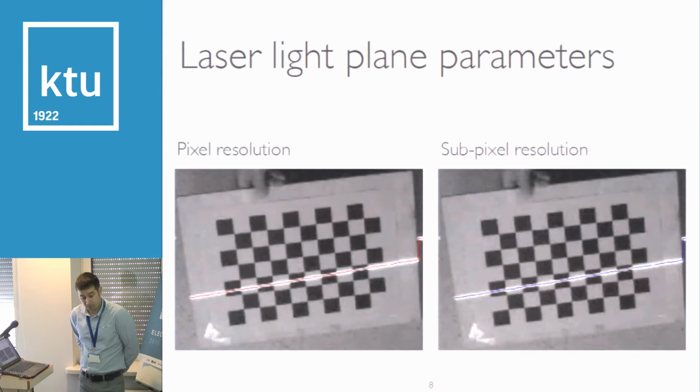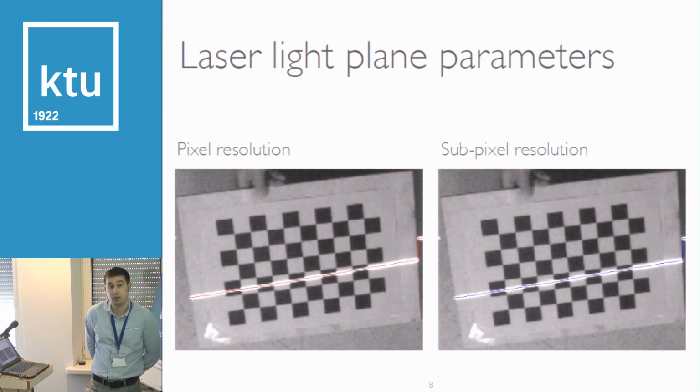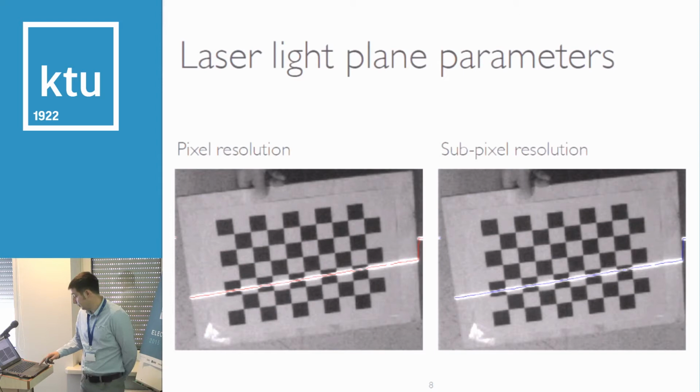In order to see how the laser line detection method, or the resolution of the laser line detection method, influences the end results, we have found these laser lines with two methods. First, with pixel resolution method from the chessboard, and also with a subpixel resolution. For the pixel resolution method, we used Gaussian distribution convolution, and also for the subpixel resolution, we used also the Gaussian convolution, but we improved it with a parabola, finding the more accurate location of the convolution top. So in the calibration process, we have found with the two methods of these laser light plane parameters.